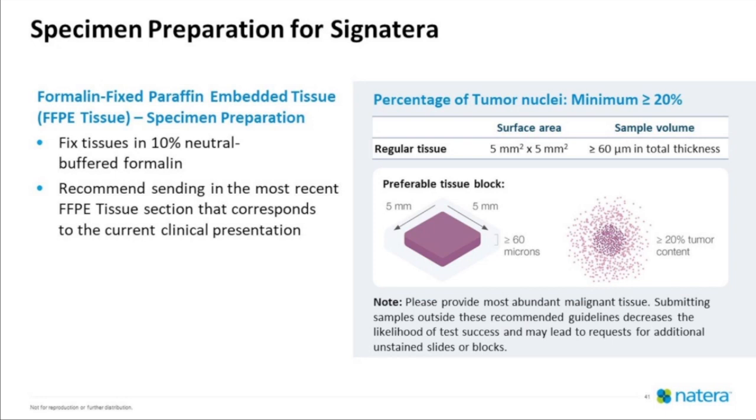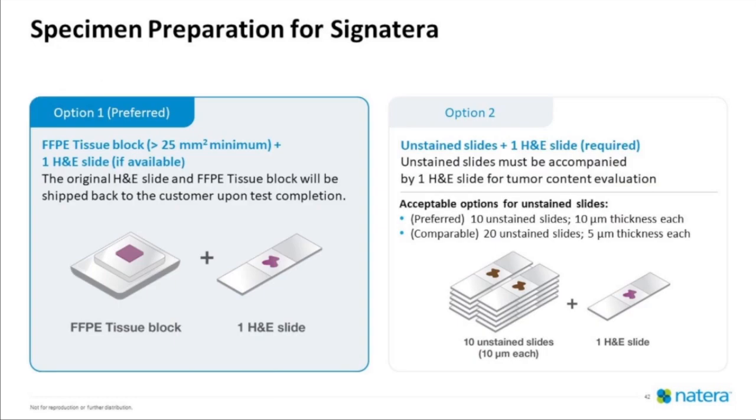Obviously, looking at a preferred tissue block size of 5 millimeters squared from an area standpoint, with greater than or equal to 20% tumor content is what is potentially necessary at the minimum to get the appropriate analysis done on the Natera side, in order to get the information we need so that we can track it against the plasma samples in the future.